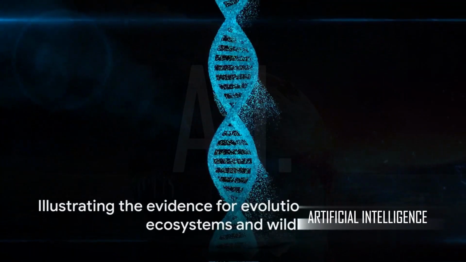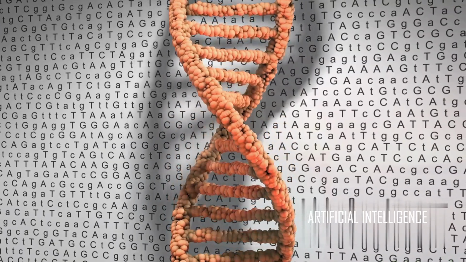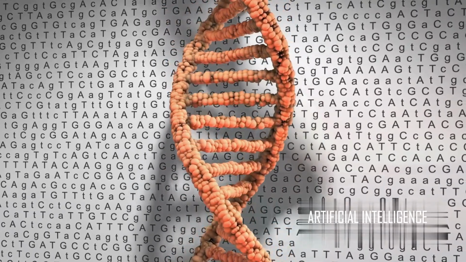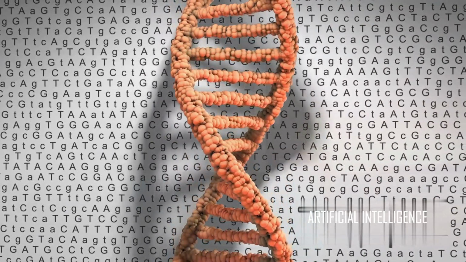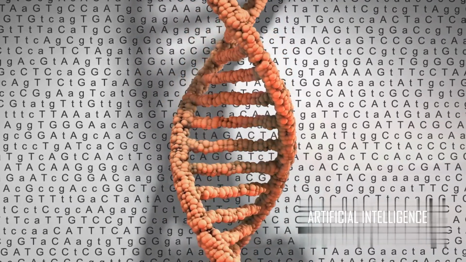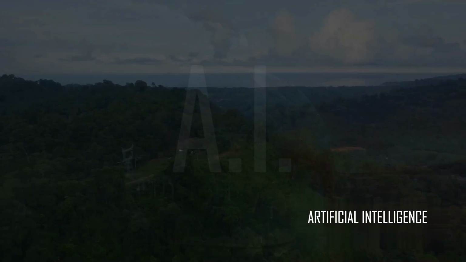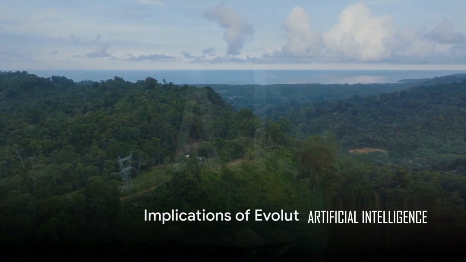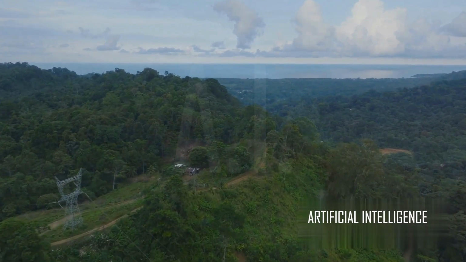Fossil records, comparative anatomy, embryology, and molecular biology all provide compelling evidence for the gradual change and divergence of species over time. Each piece of evidence, from the ancient remnants of past life to the very code of life itself, paints a coherent and convincing picture of evolution. The theory of evolution has far-reaching implications for our understanding of the natural world and our place within it.